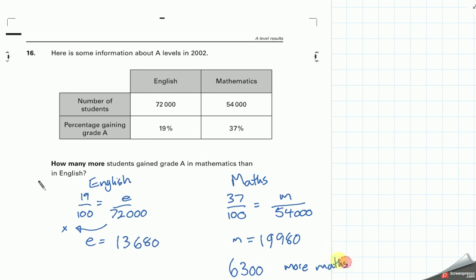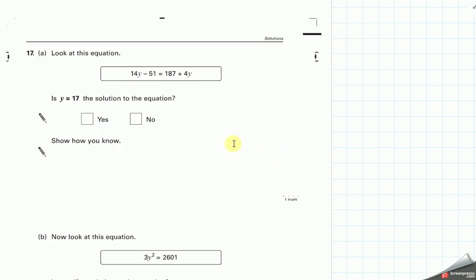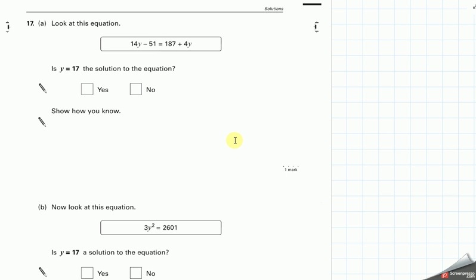Maths. How many more students gained a grade A in maths than in English? 6,300 more. Let's come to the last one of these.